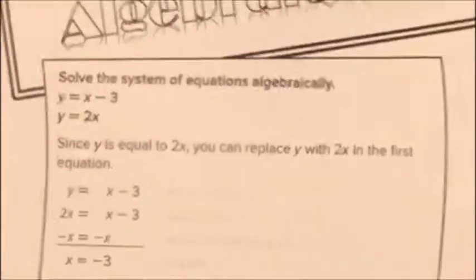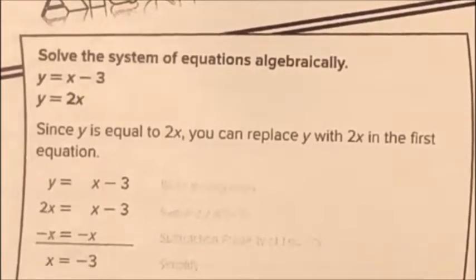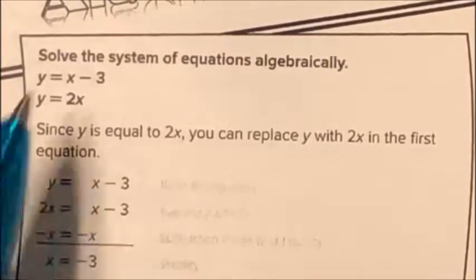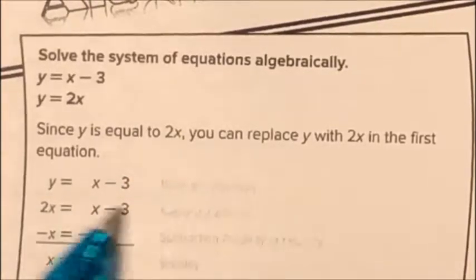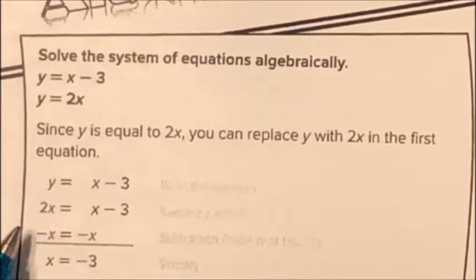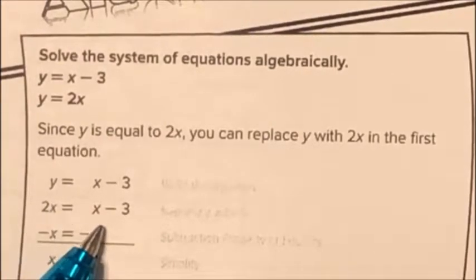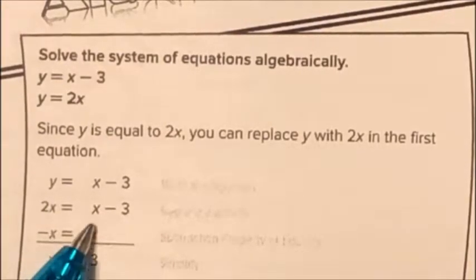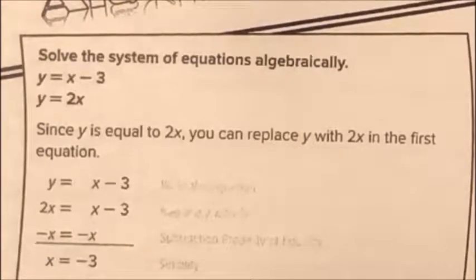The first example I have is this one. It says solve the system of equations algebraically. y equals x minus 3 and y equals 2x. Since y is equal to 2x, you can replace y with 2x in the first equation, okay? So I'm going to go ahead and do that. When I do that, I have 2x equals x minus 3. I subtract x from both sides, so that gives me x equals negative 3, okay?